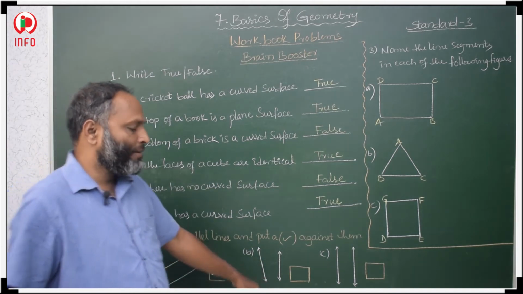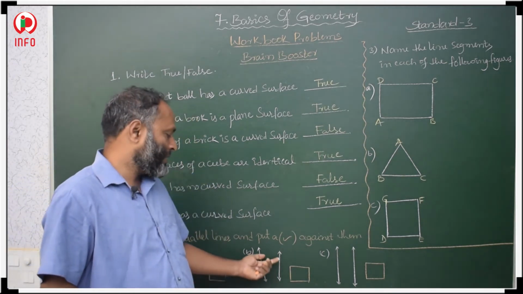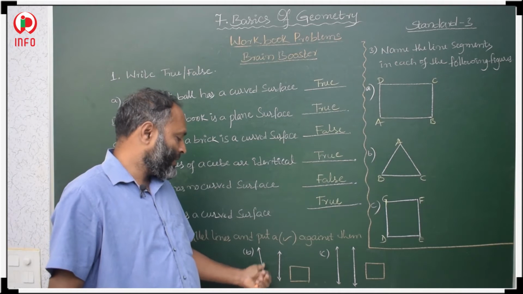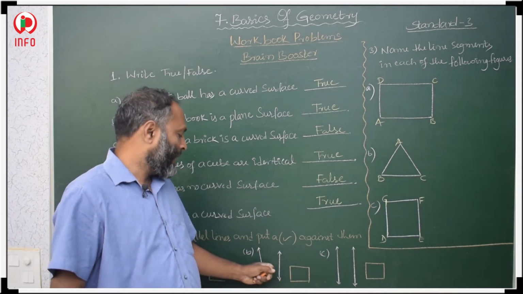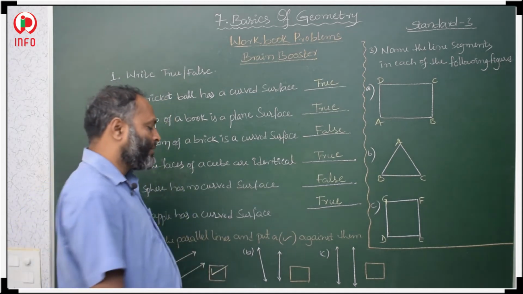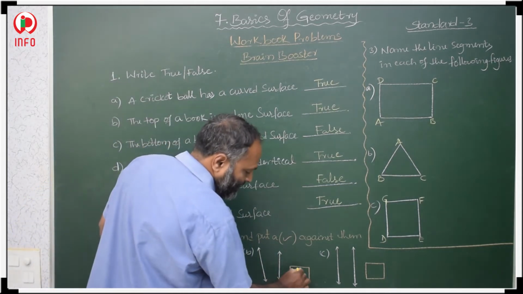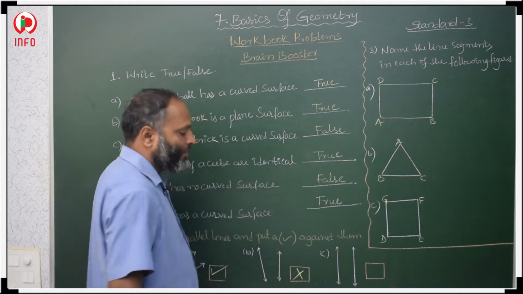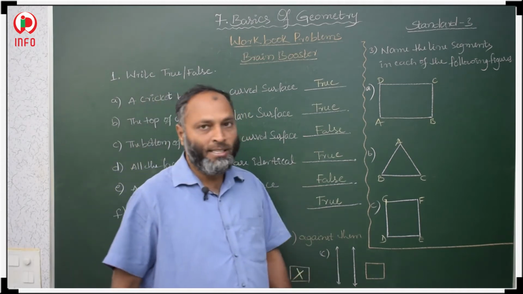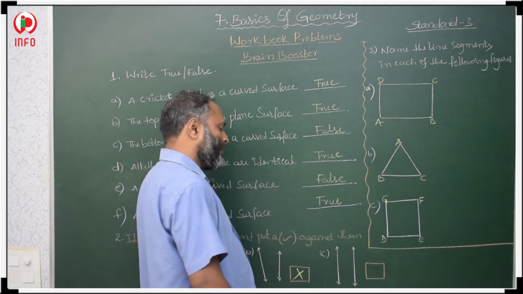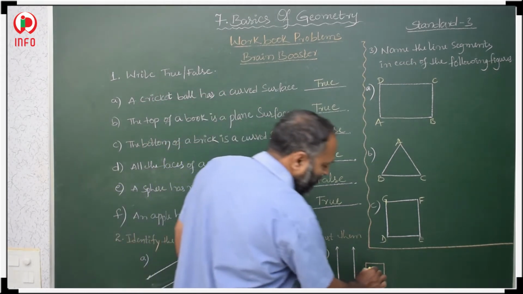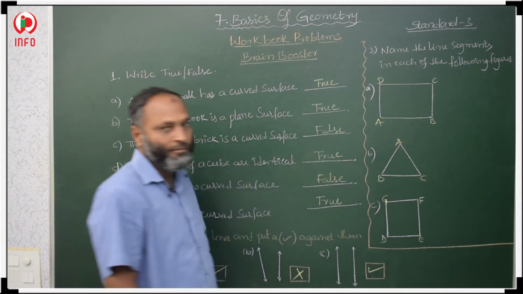These two lines are not parallel lines. Why? Because these are slanting lines. Some slope is there, some cross is there. So these are not parallel lines. These are oblique lines. So, cross mark. Here these are vertical lines. So these are parallel lines. The distance between the two lines is the same. Keep a tick mark. Okay.